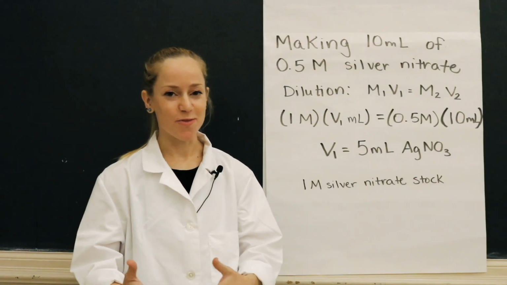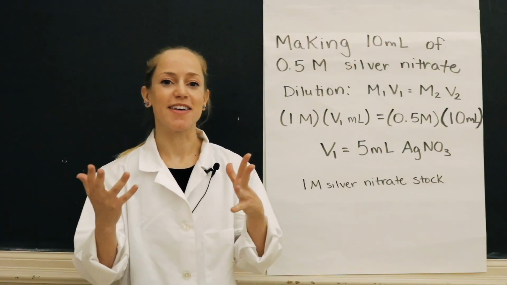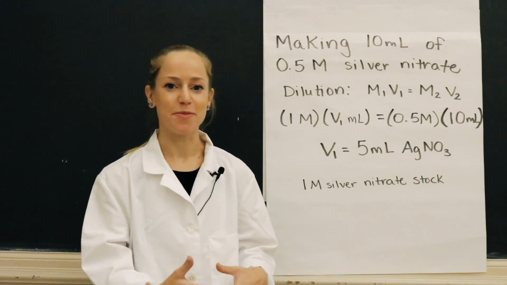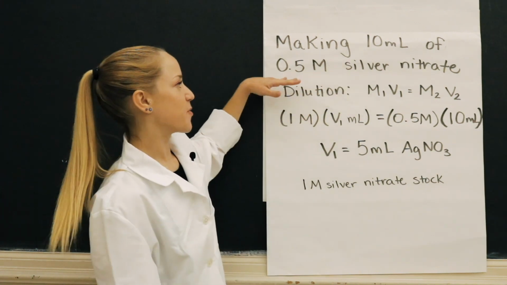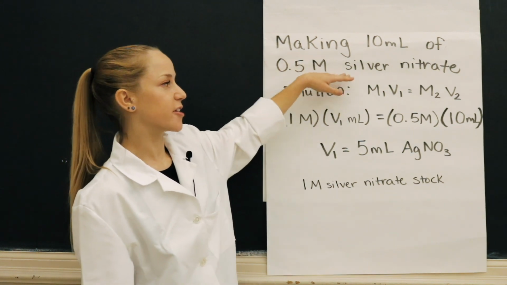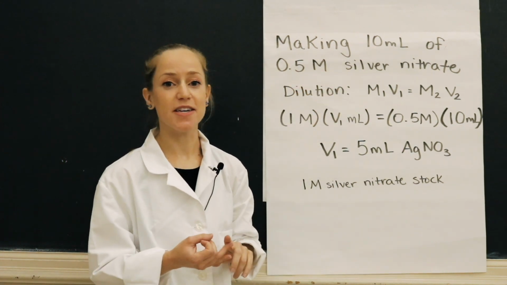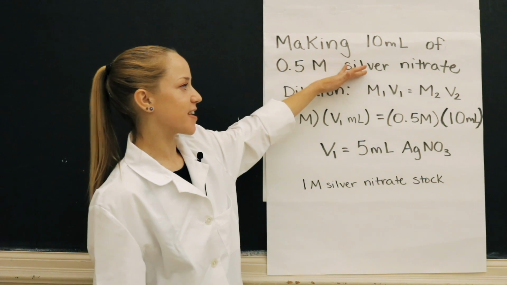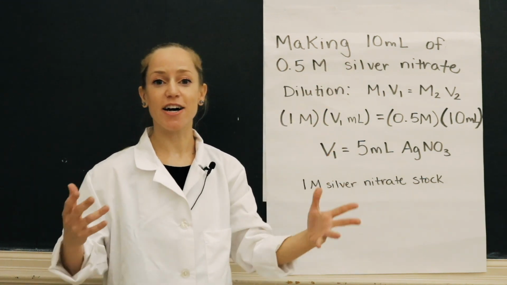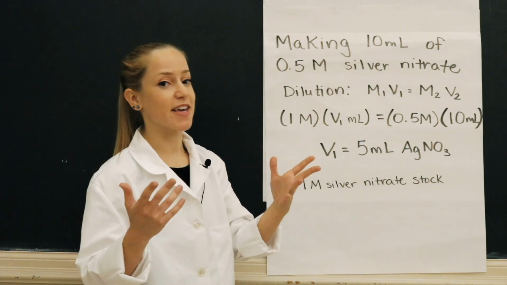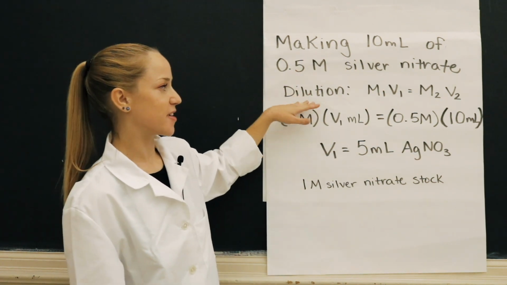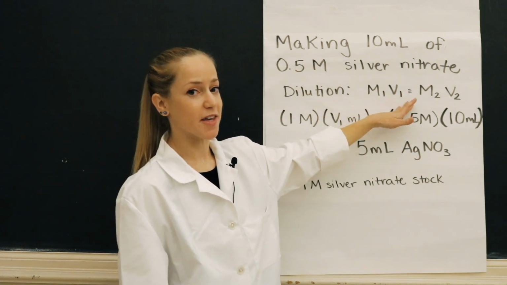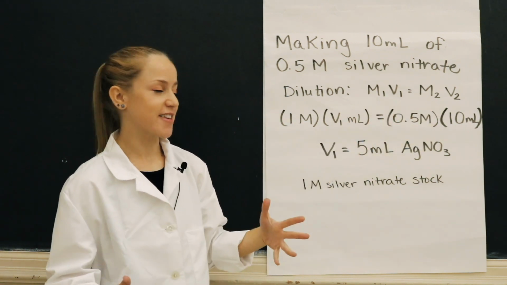Now, you may also order solutions that already come as a solution, so in liquid form. So for example, with silver nitrate, again, we're always making a 0.5 molar solution for parts A and B of Lab 1. For silver nitrate, however, let's say we got a concentrated solution and we want to dilute to 0.5 molar. The dilution formula, M1V1 equals M2V2. So let's set that up.